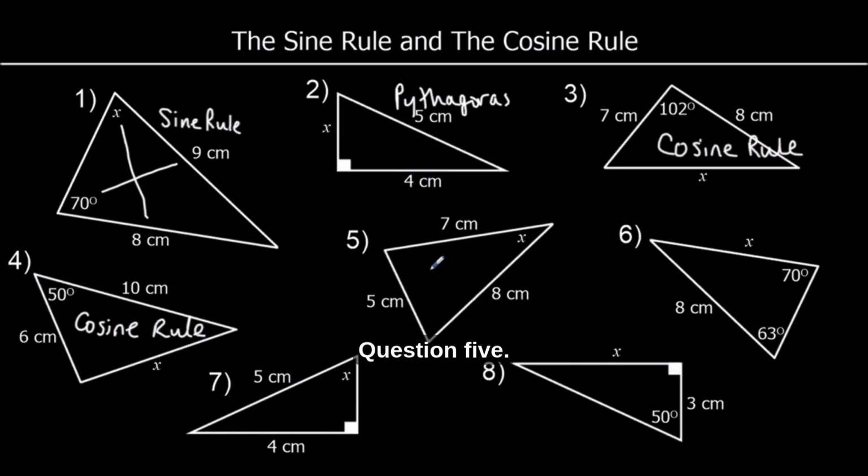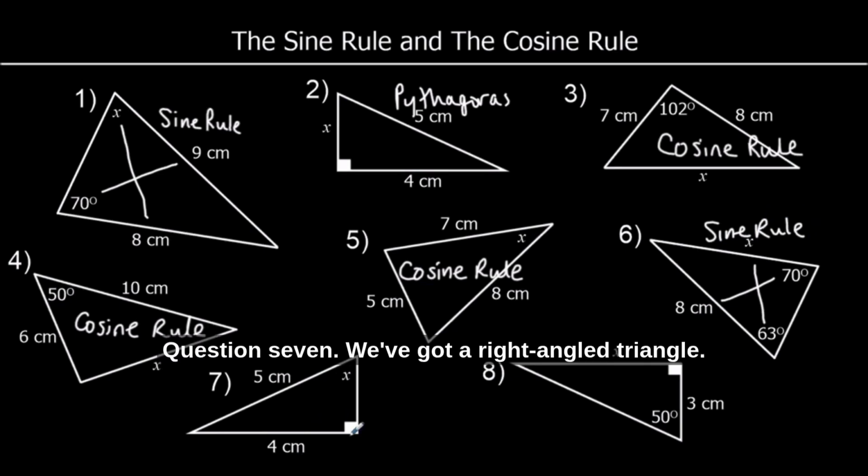Question 5. We know all 3 lengths, and we're working out an angle, so that's the cosine rule to work out an angle. Question 6. Do we have opposites? So 8 is opposite 70, x is opposite 63, so this is the sine rule.